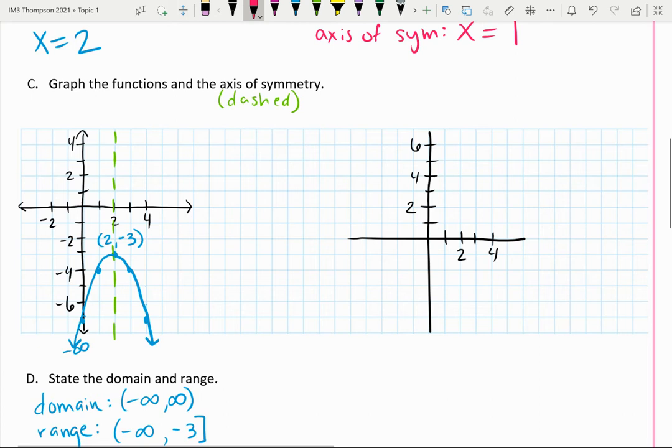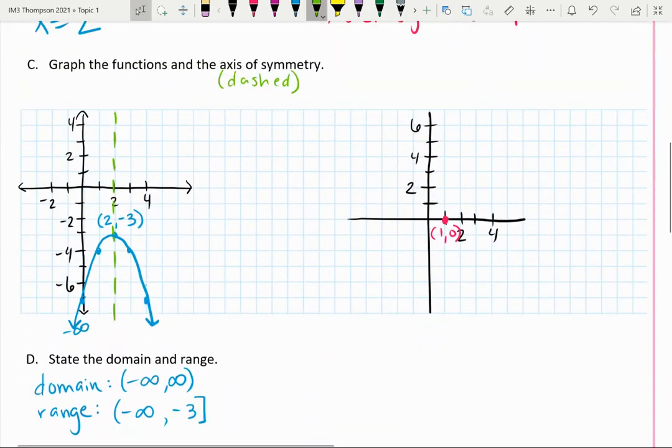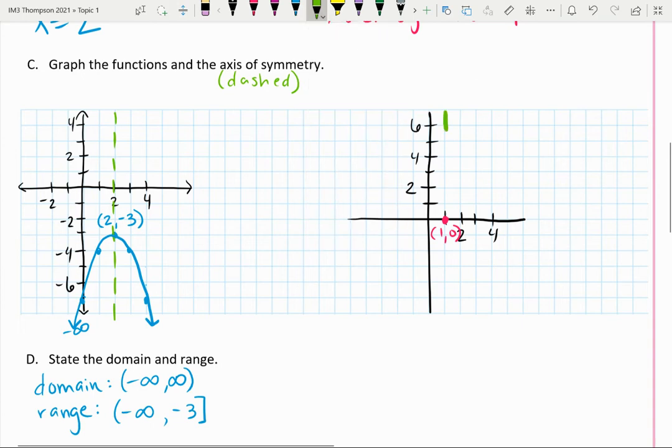So far, we said that the vertex was at 1, 0. And I know my axis of symmetry goes through. Make it a little bolder so you can see it a little better, maybe.